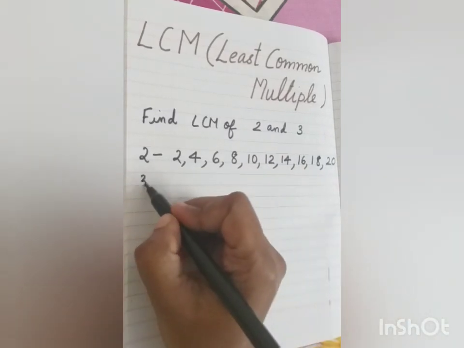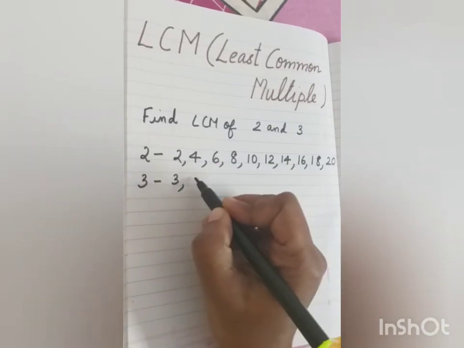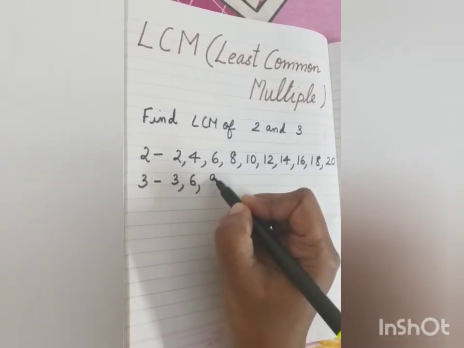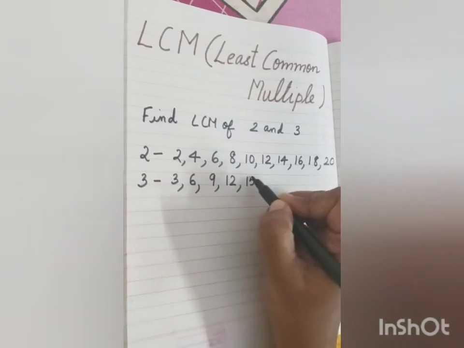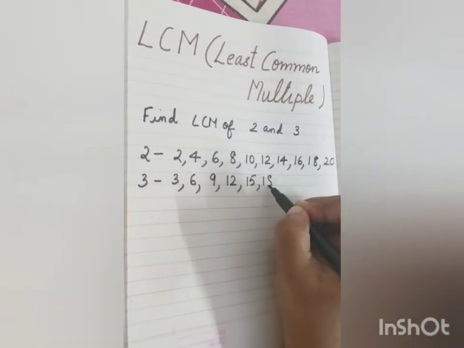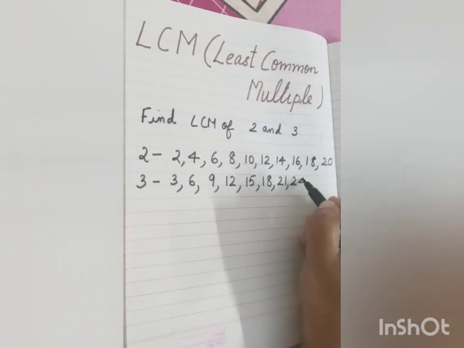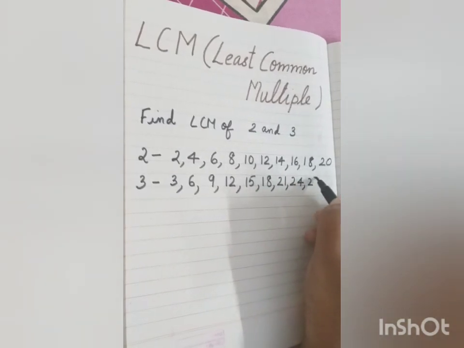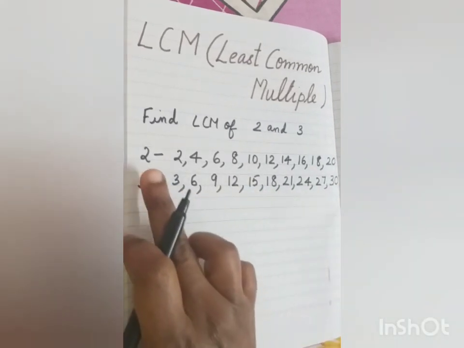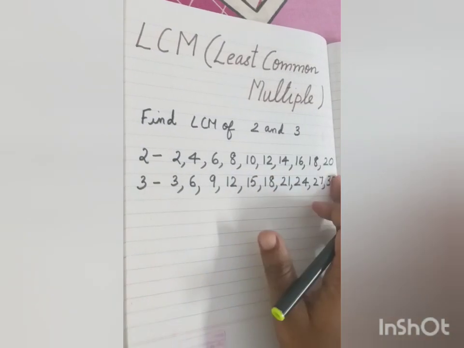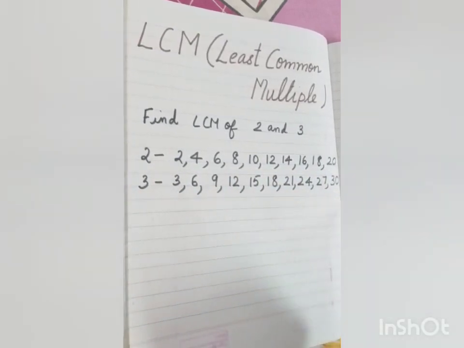Now let me write the multiples of 3: 3, 6, 9, 12, 15, 18, 21, 24, 27 and 30. So for 2 I have written 10 multiples. For 3 I have again written 10 multiples.